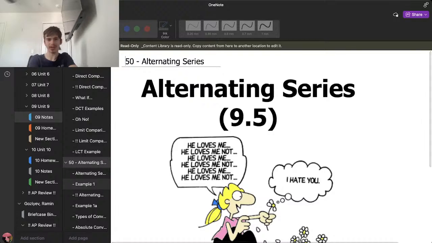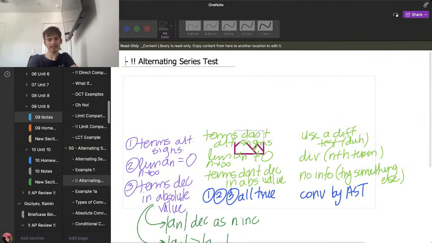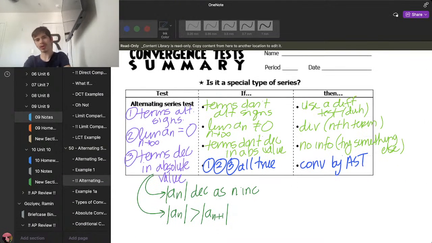But first, alternating series. This one's a big one. You want to check all three conditions on the test. Terms have to alternate, limit has to approach 0 of a of n, and terms decrease in absolute value, which can be written in one of these two ways on the exam. A of n decreases as n increases is one way. That's the one I rely on, this one.